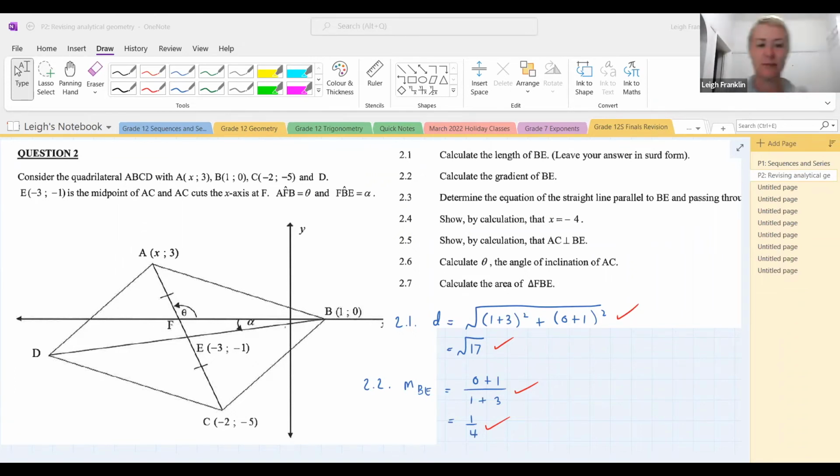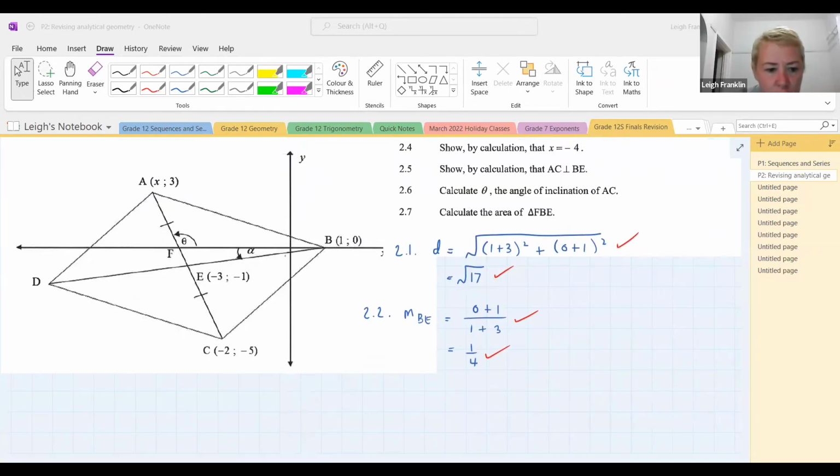Sorry, dropping things here. Okay. All right, so you're both getting the same answer there. So 2.3. Let's just stick this on the side over here.